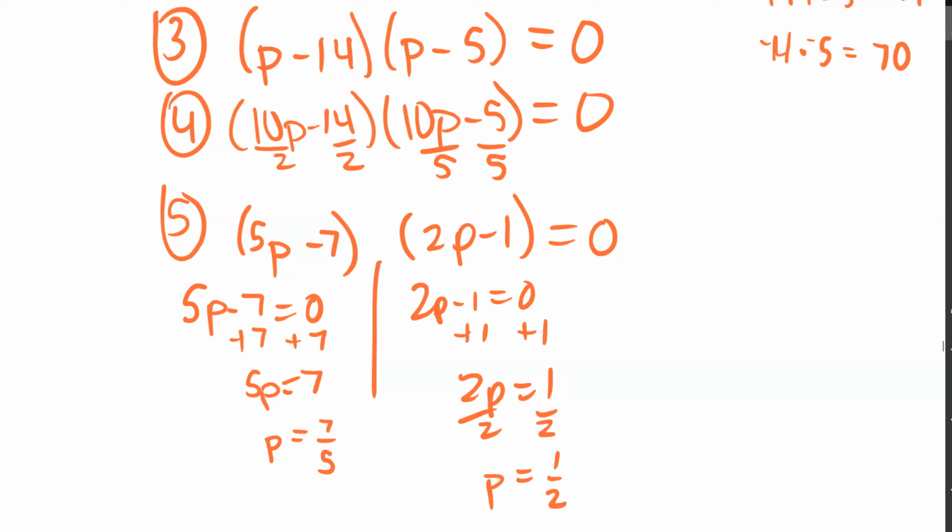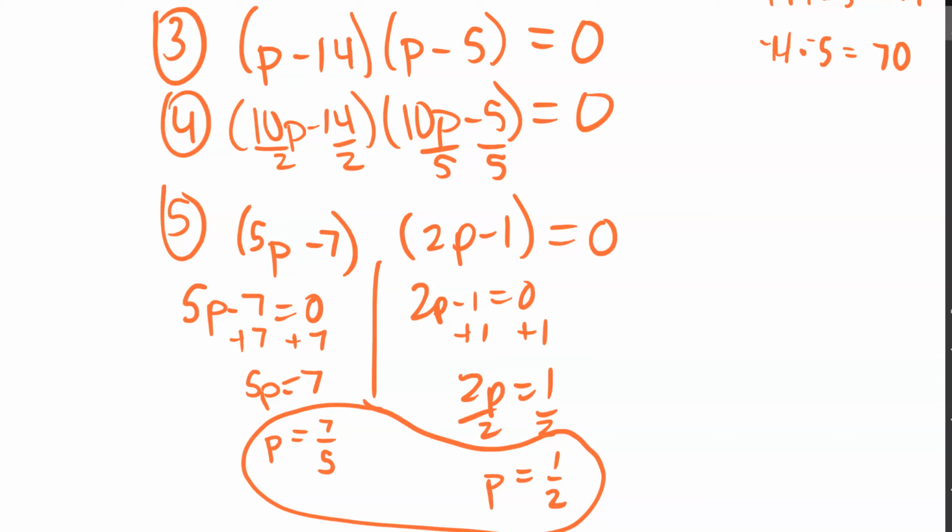So we have fractions as answers, but this is okay, right? You can do it. We only get fractions at the very, very end. This is acceptable. This is an okay answer. Cool. P is 7/5 and 1/2, meaning those are the two numbers.